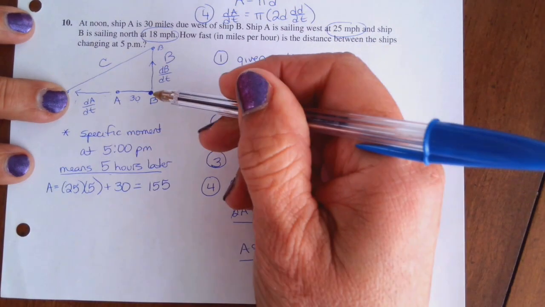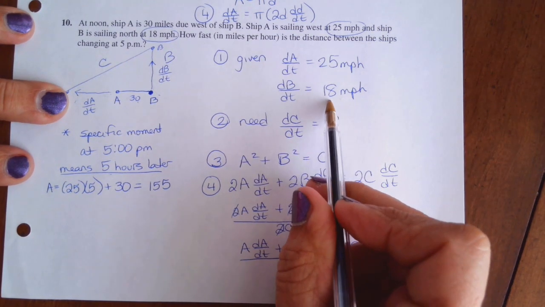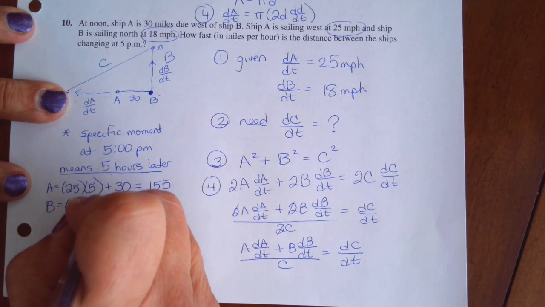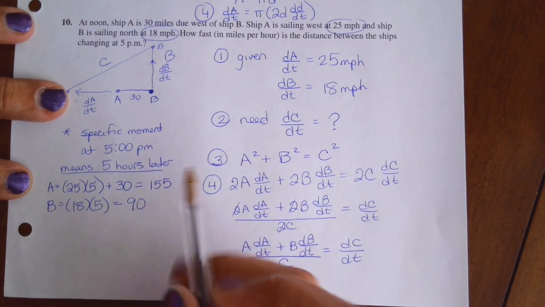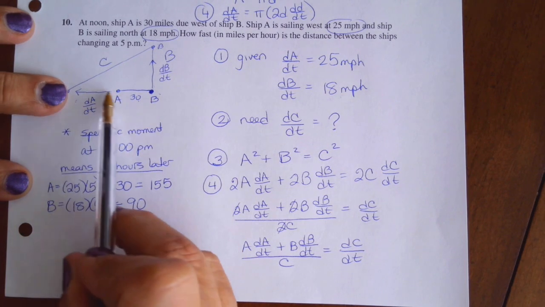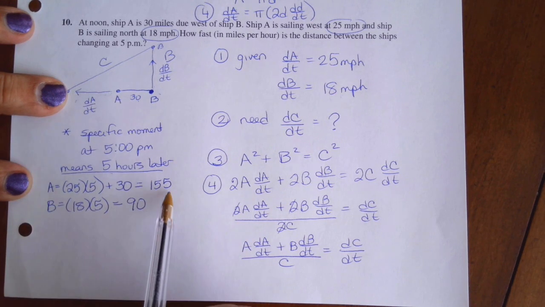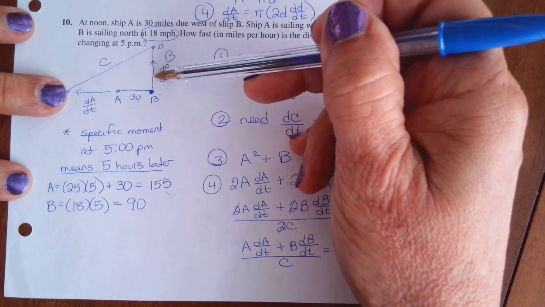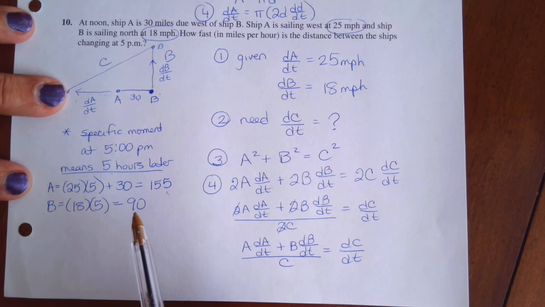Now B started here, so all we have to do for B is take its rate, 18 miles per hour, times 5. So B is now 18 times 5 away from that point, which is 90. Again, for A I'm going from this point all the way here: 25 times 5 hours, plus that 30, which was the 155. B started off here, moving 18 miles and another 18 and another 18. So after 5 hours, he's 90 miles away.